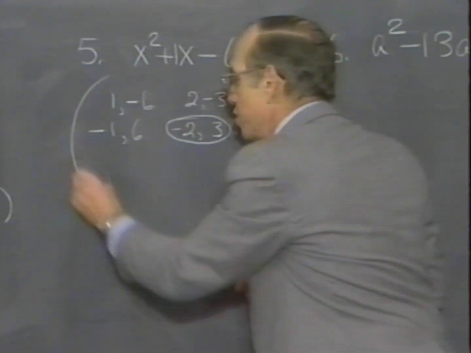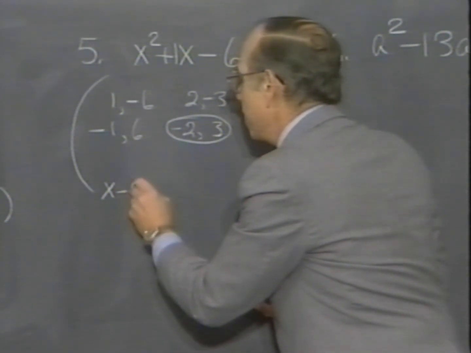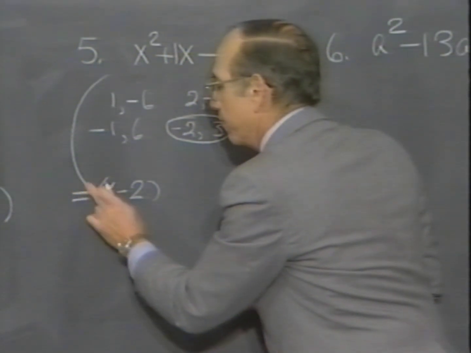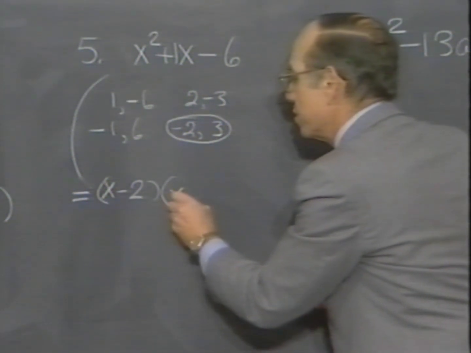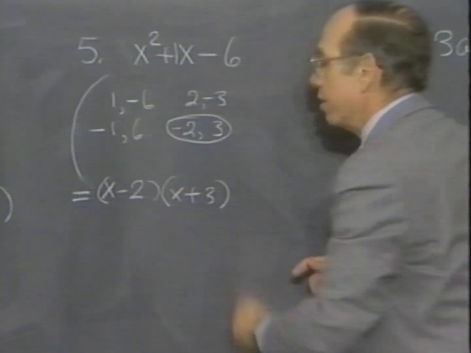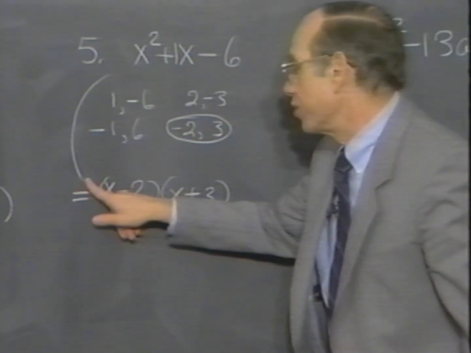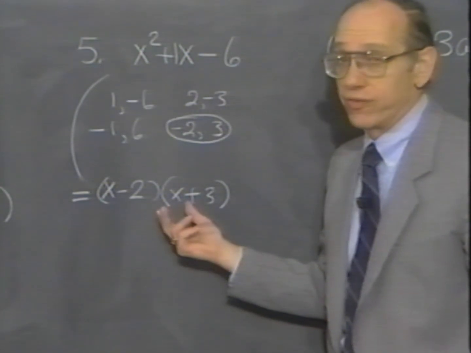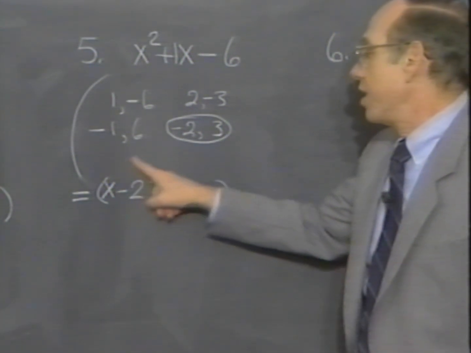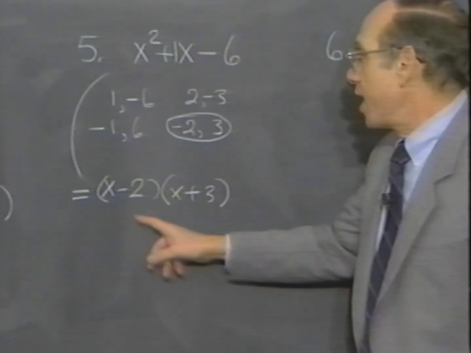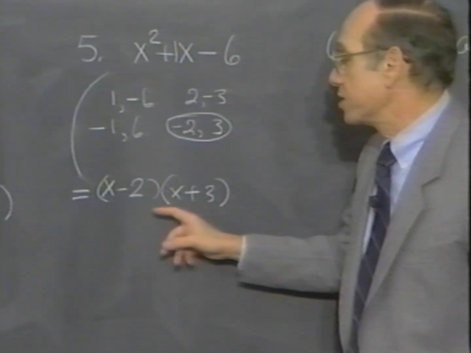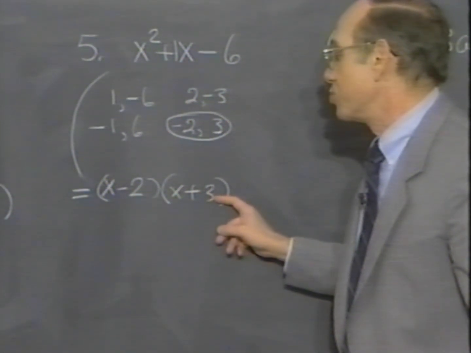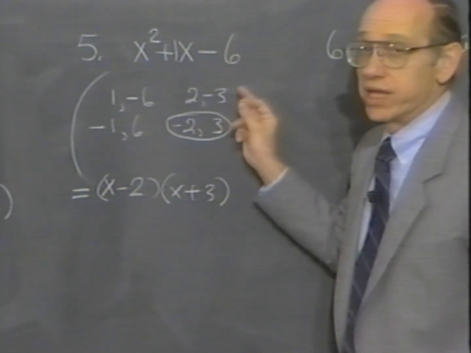And the factorization here is x minus 2 times x plus 3. Once again, I could just as easily have written it as x plus 3 times x minus 2. It doesn't matter which order you write the factors. Let's check it. X squared plus 3x minus 2x is plus x. Minus 2 times plus 3 is minus 6 for the last term.